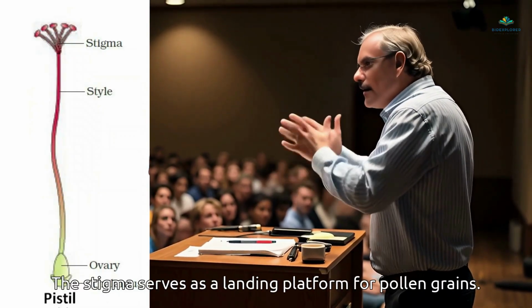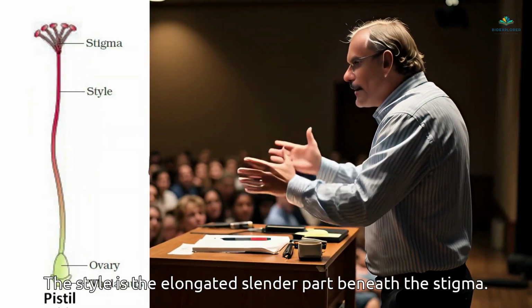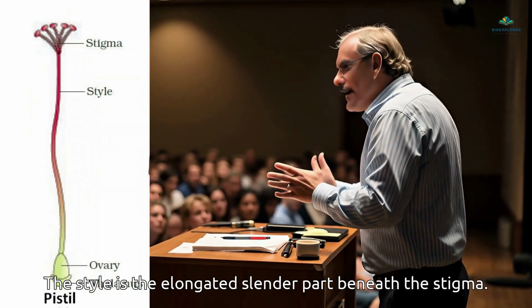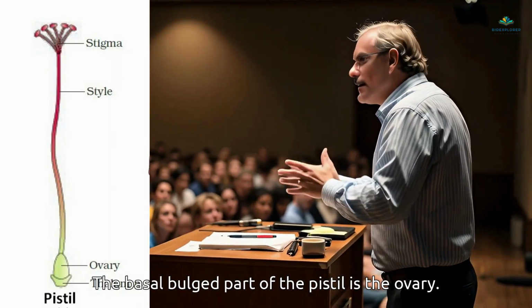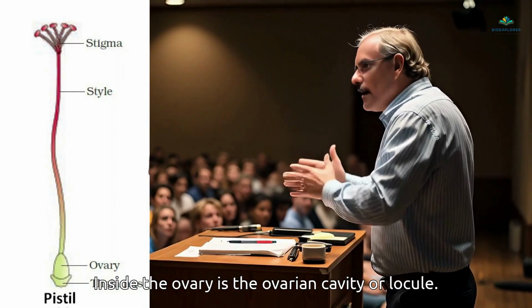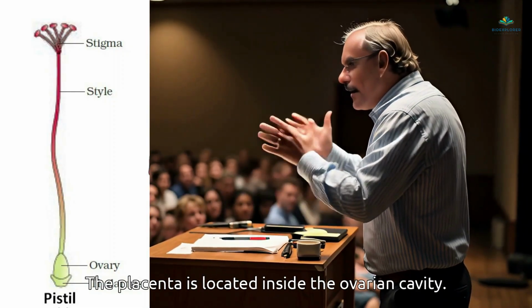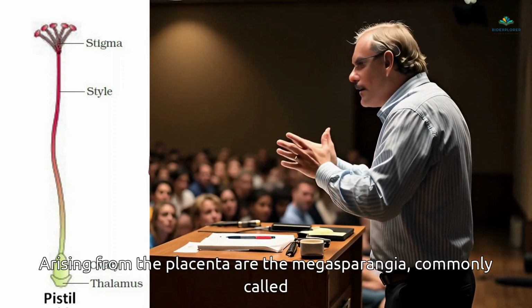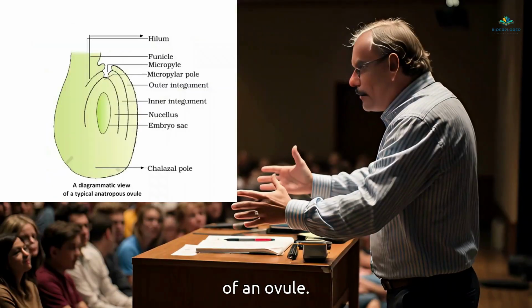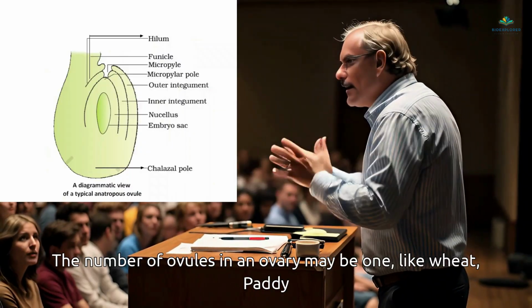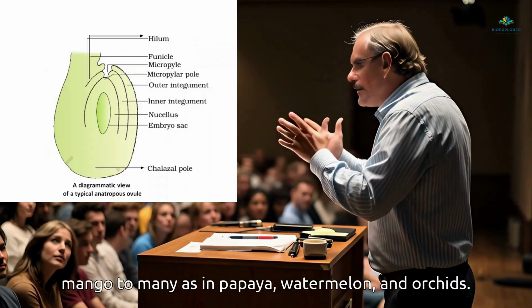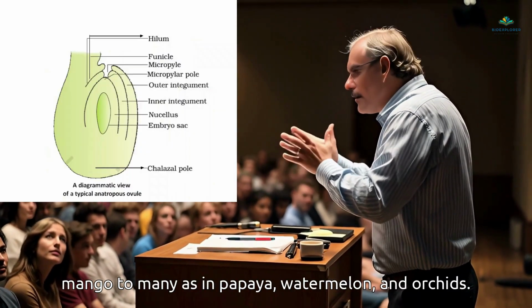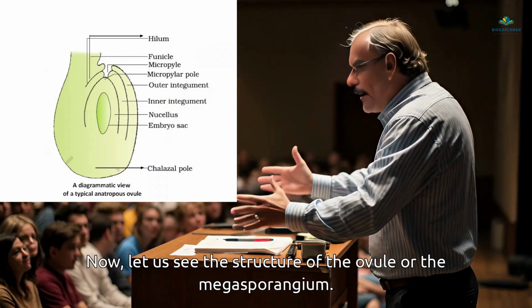The stigma serves as a landing platform for pollen grain. The style is the elongated slender part beneath the stigma. The basal bulged part of the pistil is the ovary. Inside the ovary is the ovarian cavity or locule. The placenta is located inside the ovarian cavity. Arising from the placenta are the megasporangia, commonly called ovule. The number of ovules in an ovary may be one like wheat, paddy, mango, to many as in papaya, watermelon, orchids. Now let us see the structure of the ovule or the megasporangium.